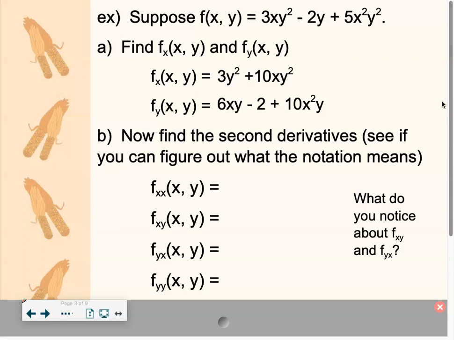I don't get it. Okay, do you want some guidance, or do you want to try and guess it out? You take that partial x. So f sub xx would be the partial with respect to x on your partial x. How about the second one? XY: you take that f sub x, but then you do partial with respect to y instead. I get it.